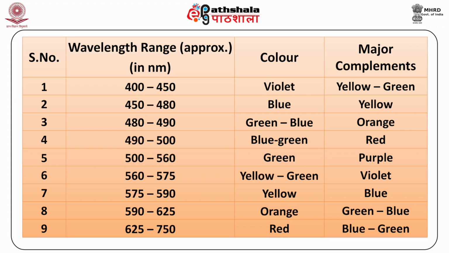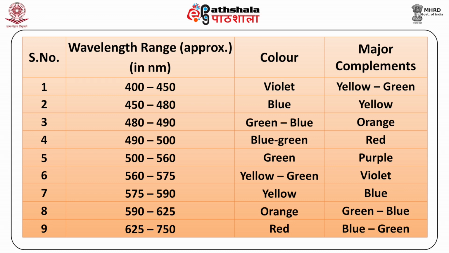The wavelength of 480 to 490 shows green blue color and its major complement is orange color. The wavelength of 490 to 500 shows blue green color and its major complement is red. The wavelength of 500 to 560 shows green color and its major complement is purple. The wavelength of 560 to 575 shows yellow green color and its major complement is violet.